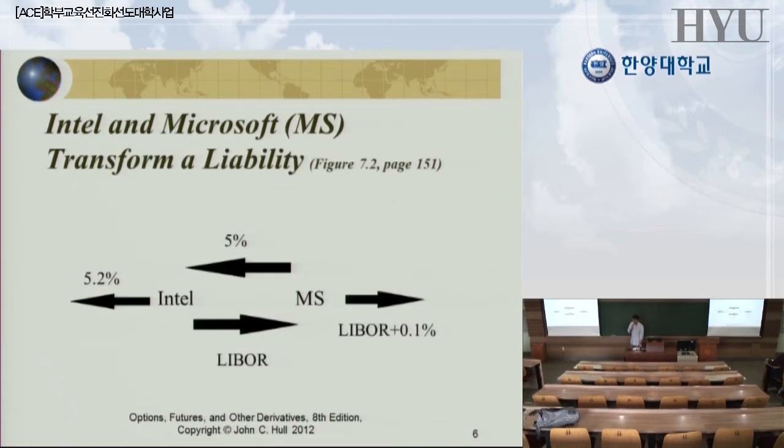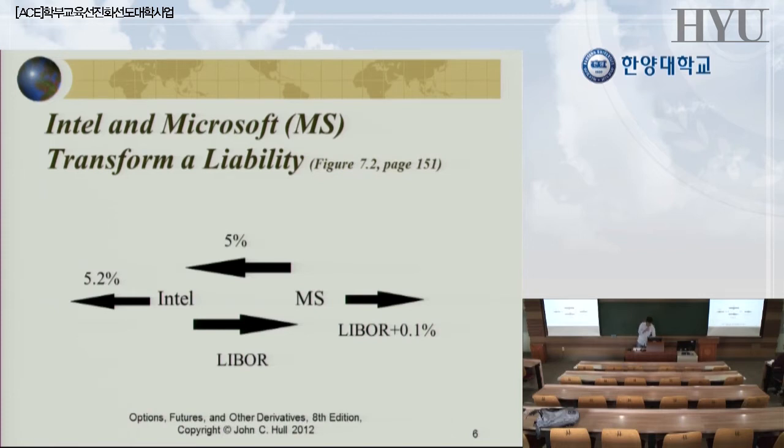This is another example that could be done by exchanging interest rates from Intel to Microsoft or from Microsoft to Intel. Intel here will be paying the LIBOR rate, and Microsoft will be giving to Intel the 5% fixed rate of the notional $100 million.